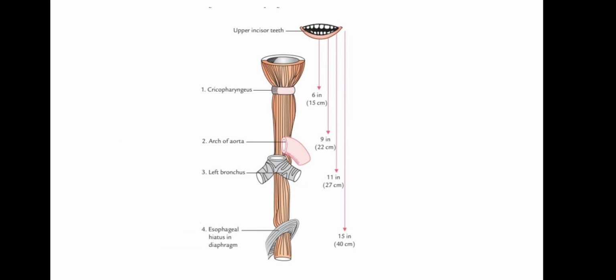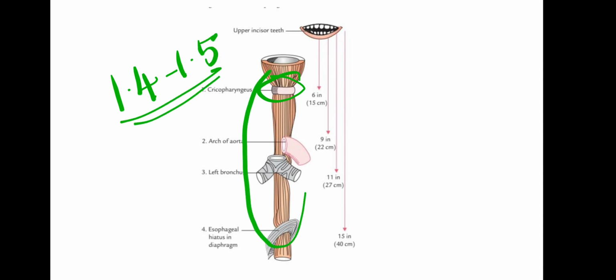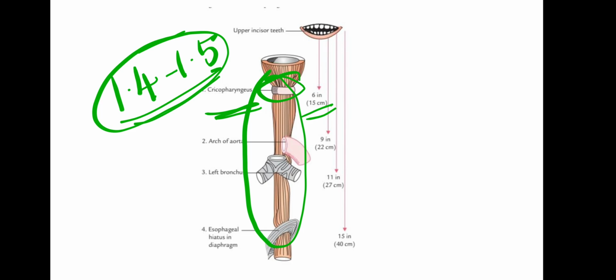Among these, the first construction, the opening, is the narrowest part of the esophagus; the esophageal diameter is about 1.4 to 1.5 centimeter in diameter. Of all the constructions, though there are very minute variations in the diameter in all these four parts, this first construction at the level of cricopharyngeus, about 6 inches from the incisor teeth, is the narrowest portion of the esophagus, where the esophageal diameter is 1.4 to 1.5 centimeter.